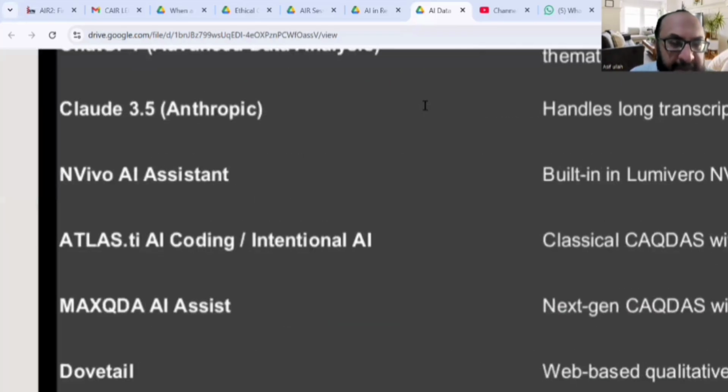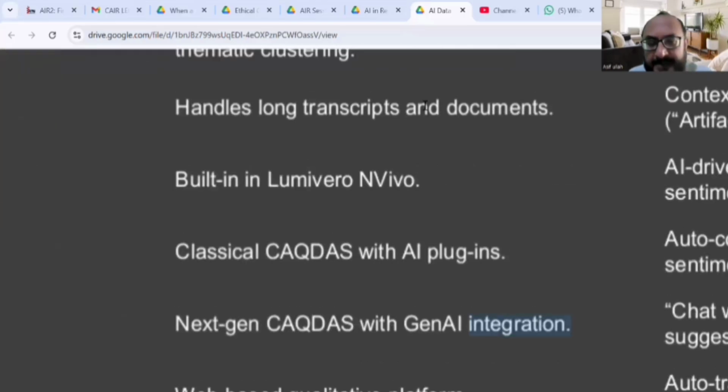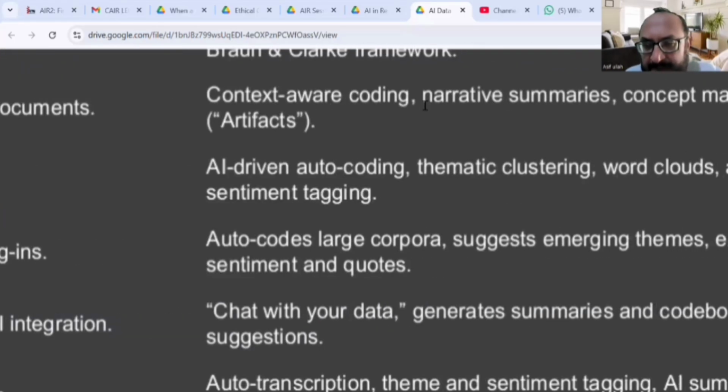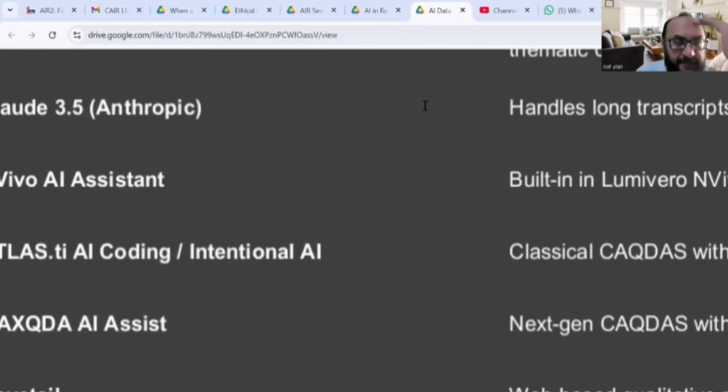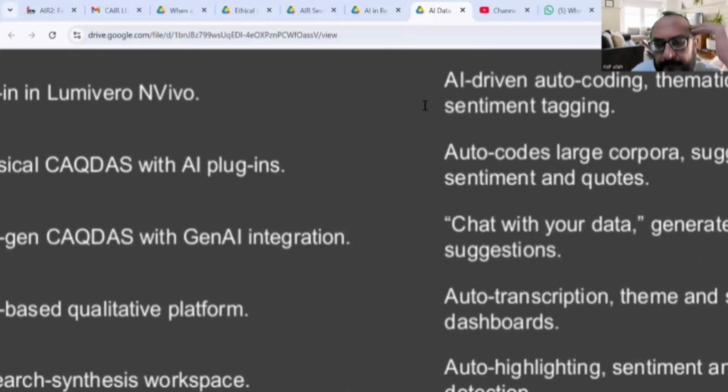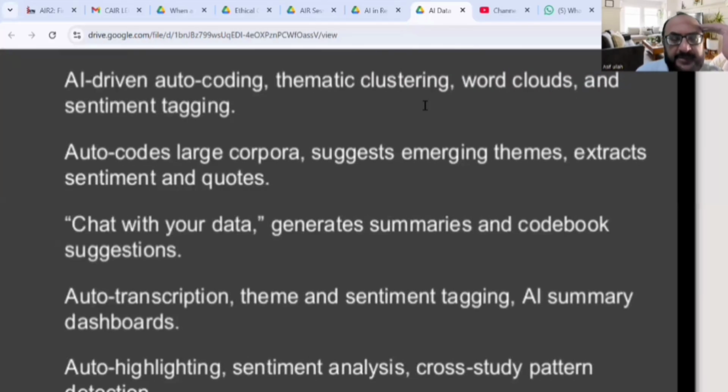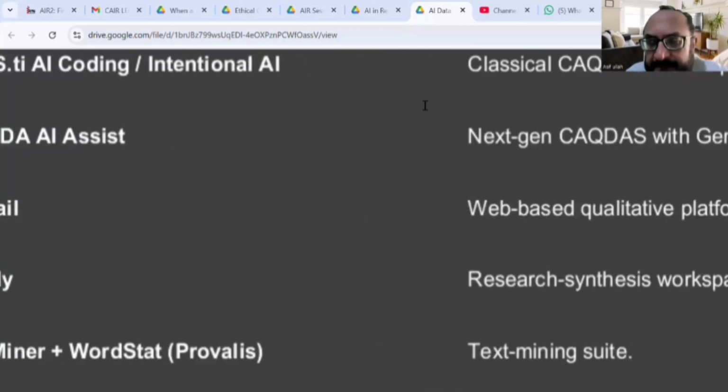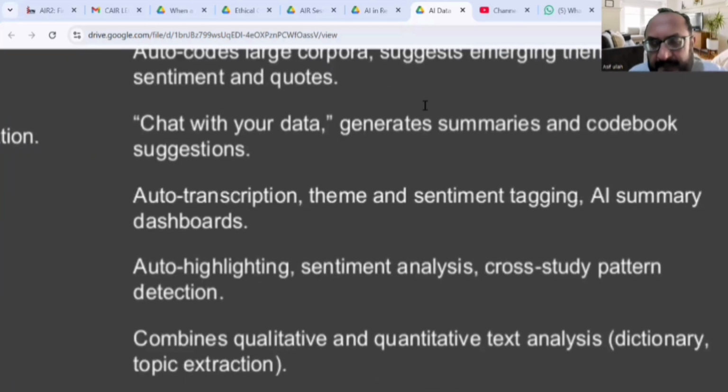For ATLAS.ti AI coding, it is a classic CAQDAS with AI plugins that auto codes larger corpora, suggests emerging themes, and extracts sentiments and codes. MAXQDA AI Assist is a next generation CAQDAS with Gen AI integration, like chatting with your data, generating summaries and codebook suggestions. Dovetail is a web-based qualitative platform. It auto transcribes with theme and sentiment tagging, AI summaries, and dashboards.